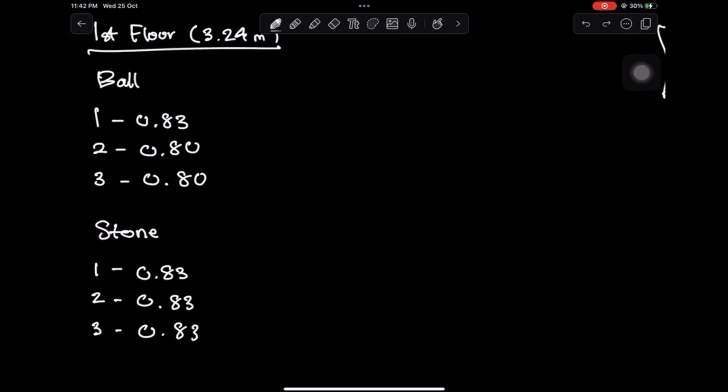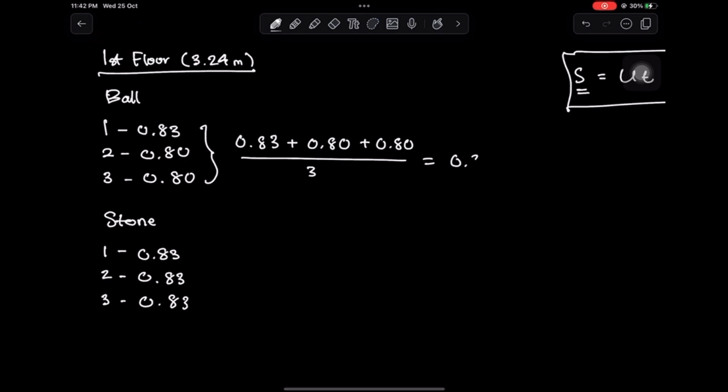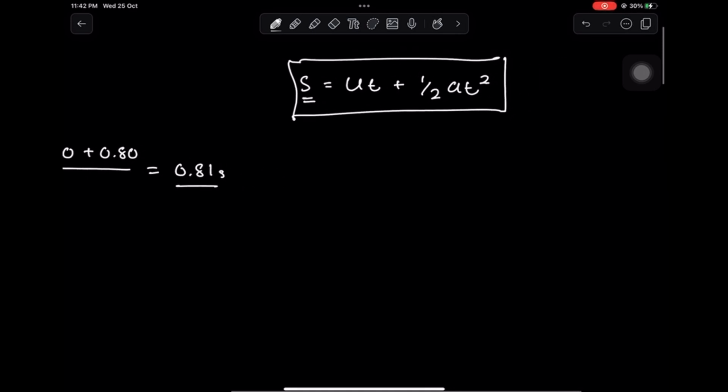So in order to find the average, we just need to sum up these 3 values, which is 0.83 plus 0.80 plus 0.80, divided by 3. We get the value of 0.81 seconds. Now we just need to plug the value into the equation to find the height.